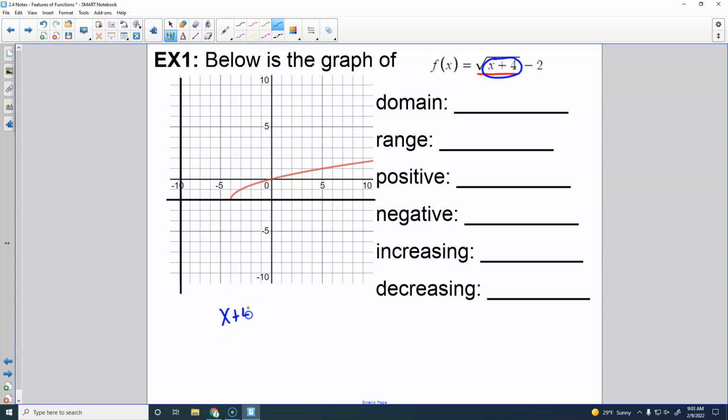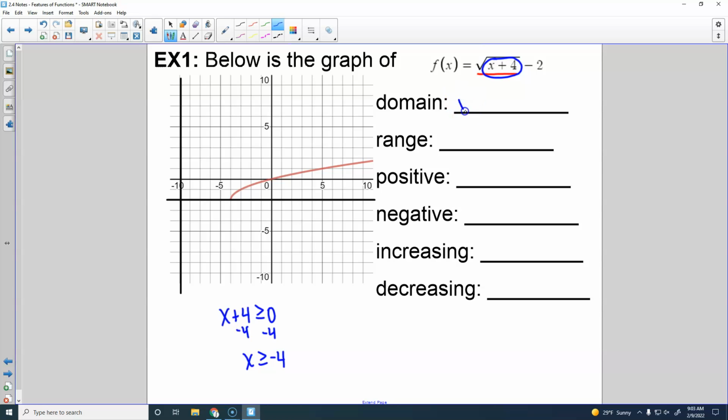So even without the graph, for a square root, we can take whatever is underneath the square root, x plus 4, and say that it has to be greater than or equal to 0. Okay, you want to include the or equal to because the square root of 0 is 0. So you can take the square root of 0. You just can't take the square root of a negative number. So if I moved my 4 over here for this problem, x must be greater than or equal to negative 4.